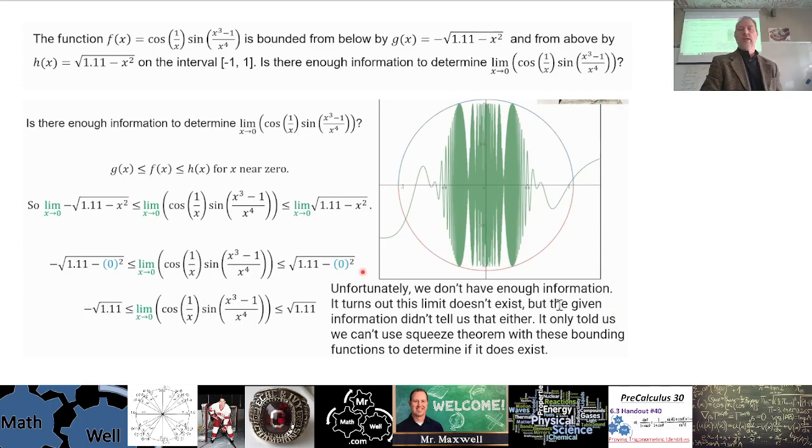Okay, so unfortunately, in this case, we don't have enough information. It turns out that the limit doesn't exist, but the given information didn't tell us that either. It only told us we can't use the squeeze theorem with these bounding functions to determine if it does exist. So your answer, please summarize that in your notes, that because, as I mentioned, these numbers right here and right here are not identical, you don't know if there is a limit at all. So not enough information.